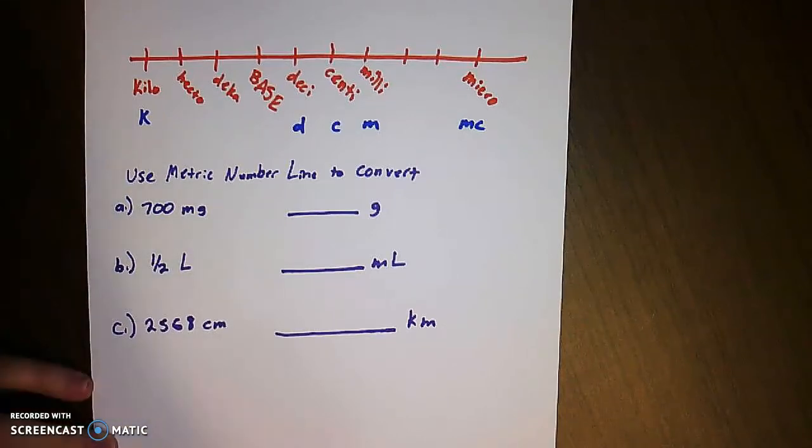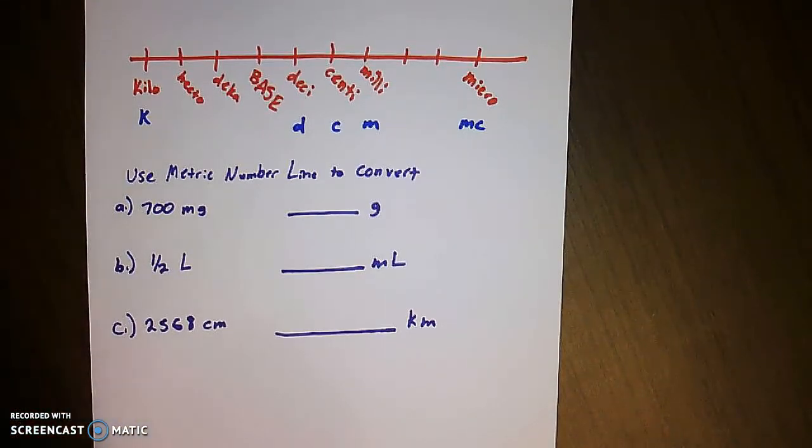I wanted to show you a video on how to use this metric number line to just move a decimal. I think it's a much quicker conversion if you can get used to it. So let's look at problem A here.